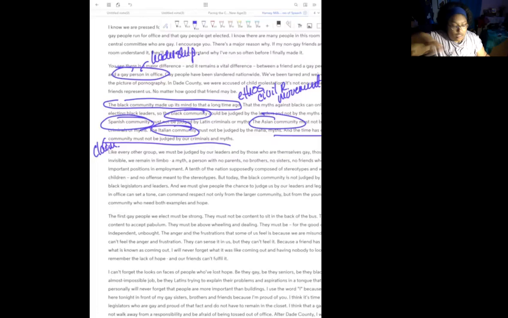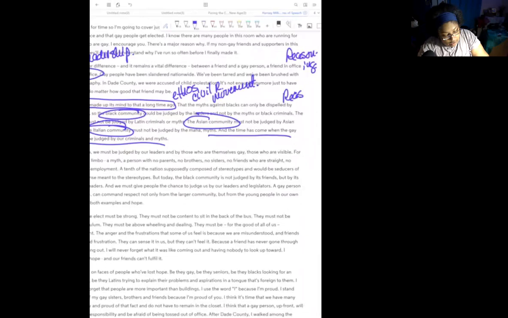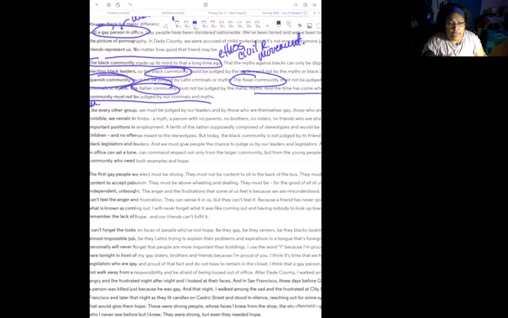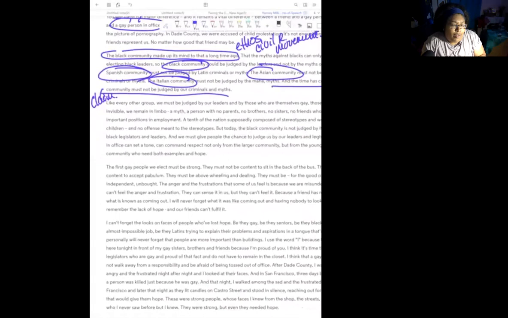Again, this continues his reasoning and his ethos. And you have a little bit of pathos here too, right? Just slightly, more likely from the audience. It makes you feel some type of way a little bit, right? Probably gets you a little angry, gets you a little riled up. That's the goal, right? We have a little bit of logic here. A gay person in office can set a tone, can command respect, not only from the larger community, but from the young people in our own community who need both examples and hope.